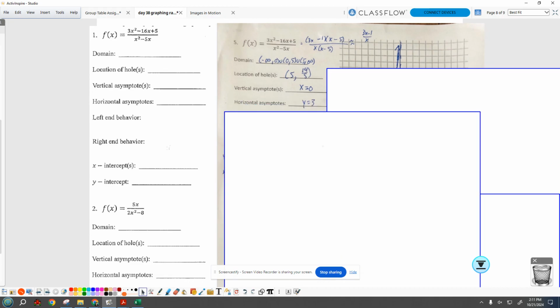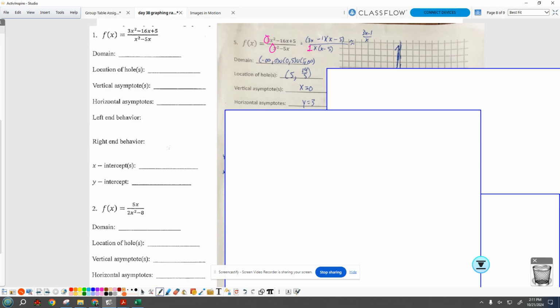I thought I got the answer wrong. So, where did we get 3 from? The number in front of those highest exponents. You divide the top. Yes. The x squared on the bottom doesn't have a number written in front, but it's implied to be a 1.